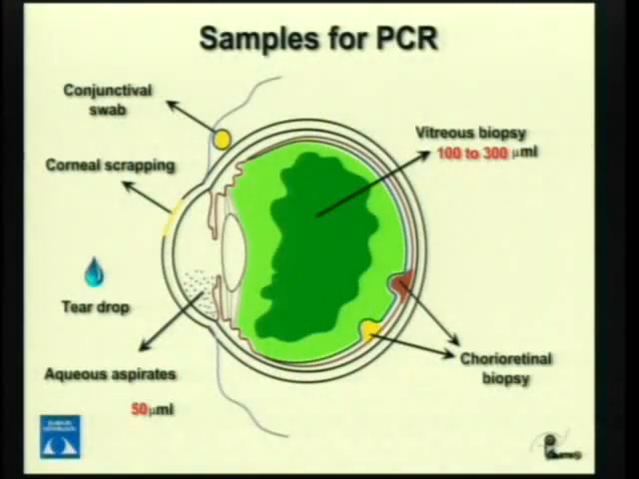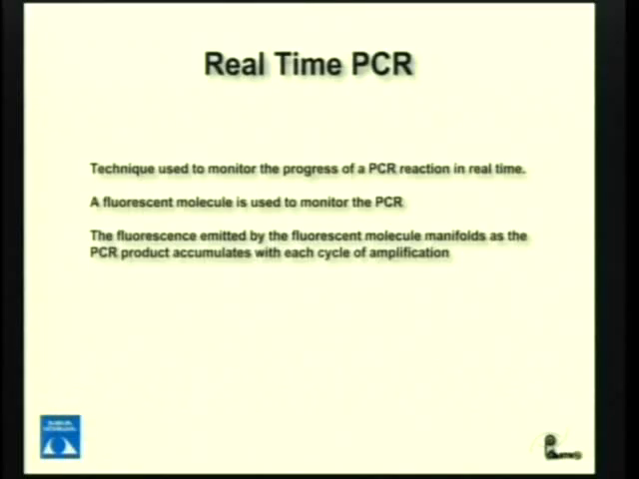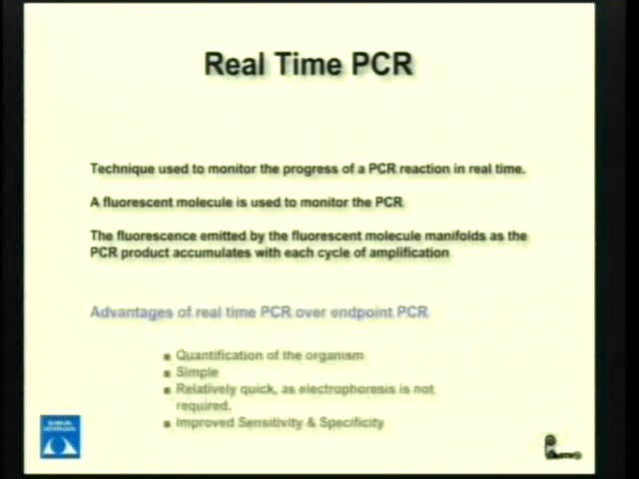Now, for PCR, any sample can be sent for polymerase chain reaction, starting from the conjunctival swab, teardrop, aqueous aspirate, vitreous biopsy, chorioretinal biopsy. Now, the newest technique is the real-time PCR. What is this technique? Real-time PCR is a technique used to monitor the progress of a PCR reaction. One fluorescent molecule is used, which measures it manifold as the PCR products accumulate in each cycle of the amplification. Advantages are it quantifies the organism.